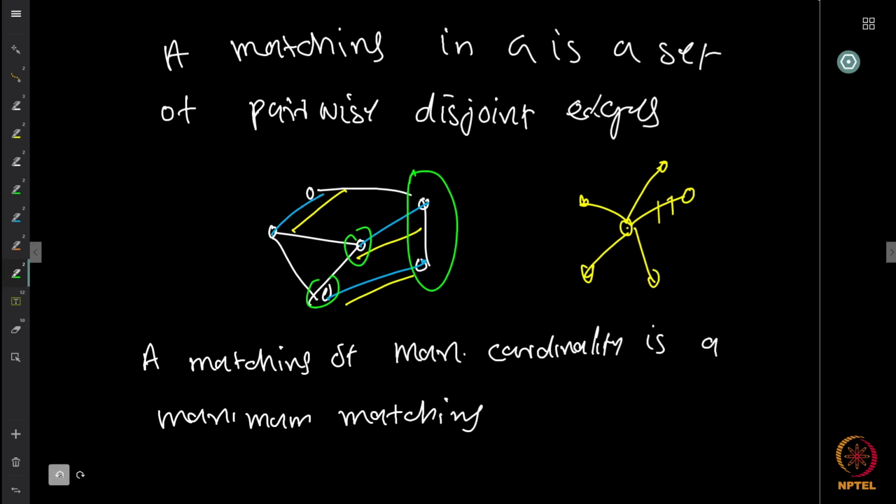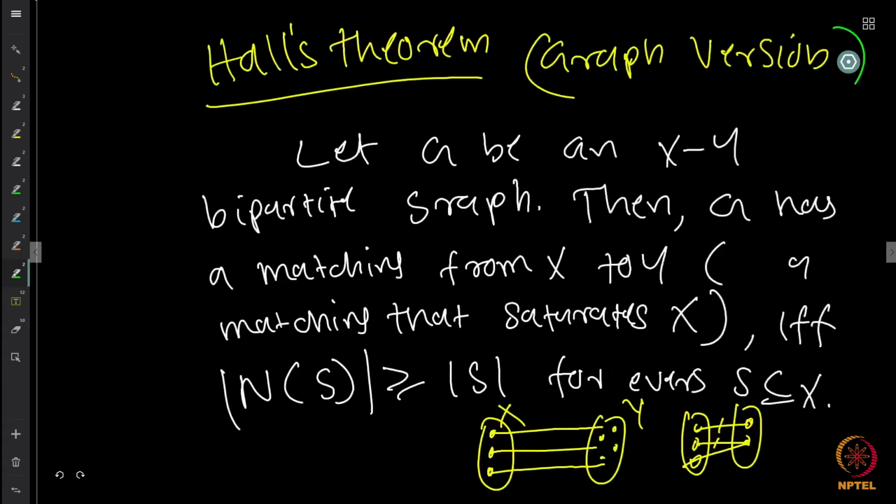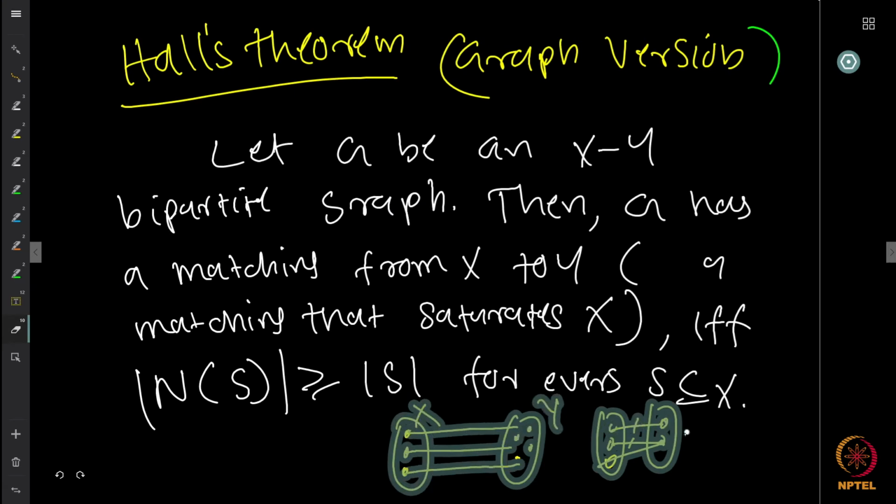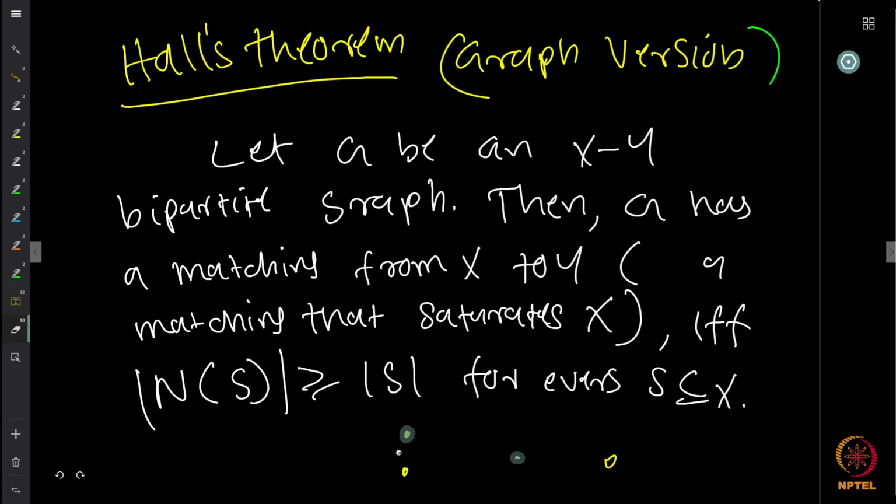So what we are saying is that if for every subset S of X, we can show that the cardinality of S is less than or equal to the cardinality of its neighborhood, that is, there are at least as many neighbors as the elements of the set itself, then you can find a matching which saturates X.